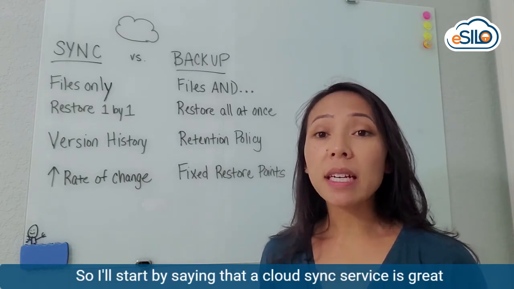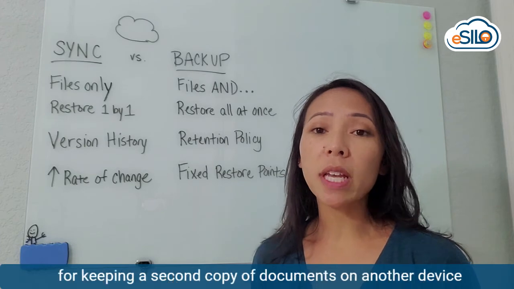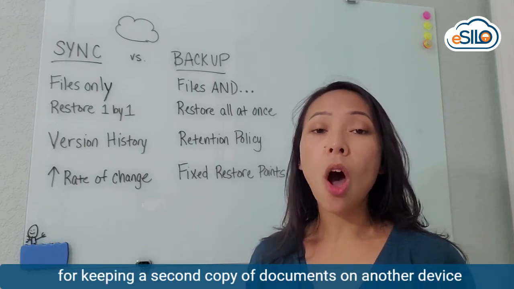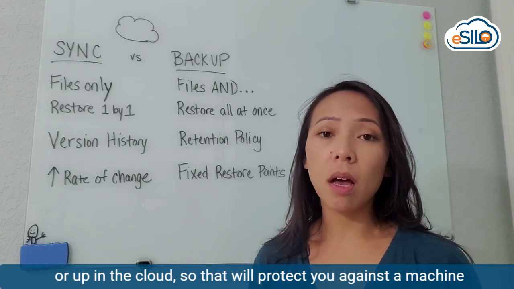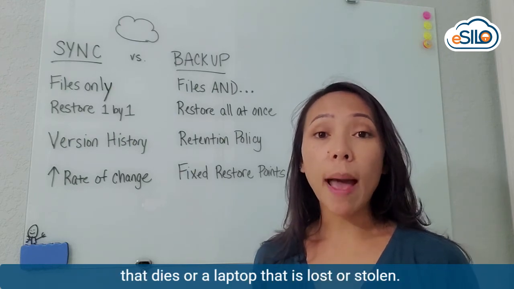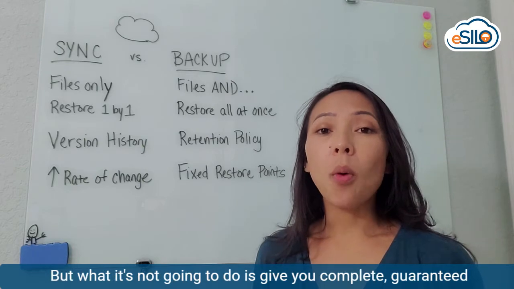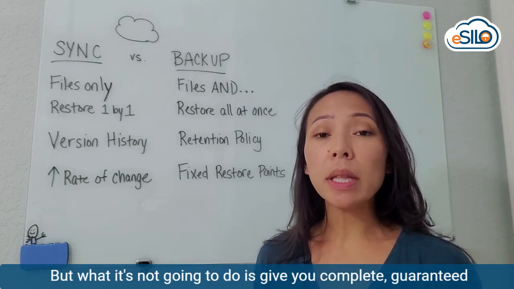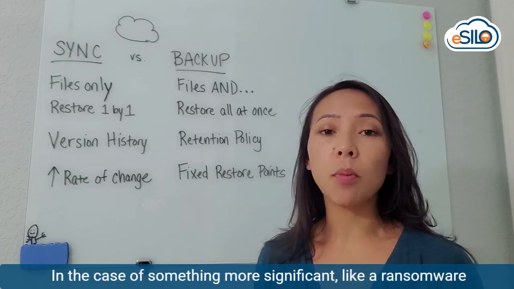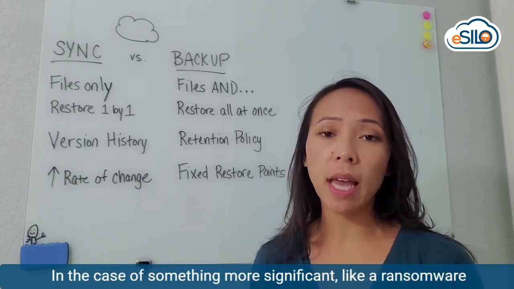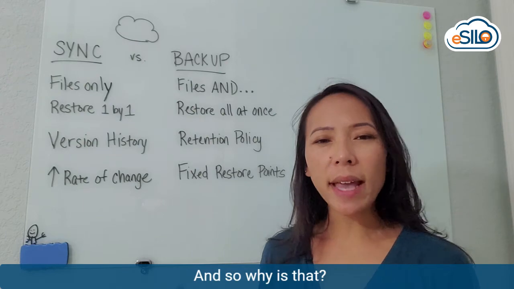So I'll start by saying that a cloud sync service is great for keeping a second copy of documents on another device or up in the cloud. So that will protect you against a machine that dies or a laptop that is lost or stolen. But what it's not going to do is give you complete guaranteed protection of that information in the case of something more significant like a ransomware attack or a cyber attack. And so why is that?